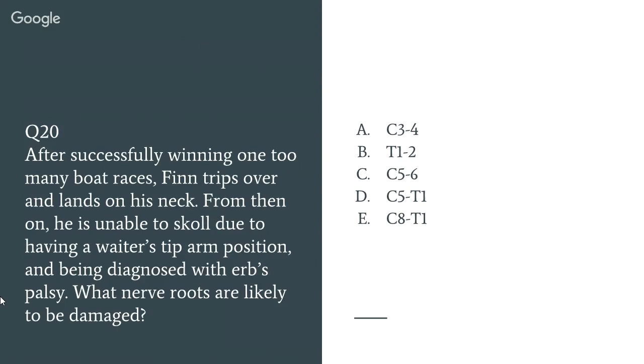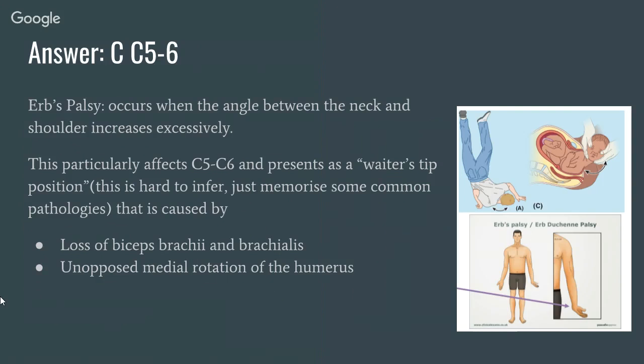Moving on to question 20. After successfully winning one too many boat races, Finn trips over and lands on his neck. From then on, he's unable to scull due to having a waiter's tip arm position and being diagnosed with Erb's palsy. What nerve roots are likely to be damaged? Good, C5, C6, nice. Good job, guys. So C5, C6 are the typical nerve roots that are injured during Erb's palsy.